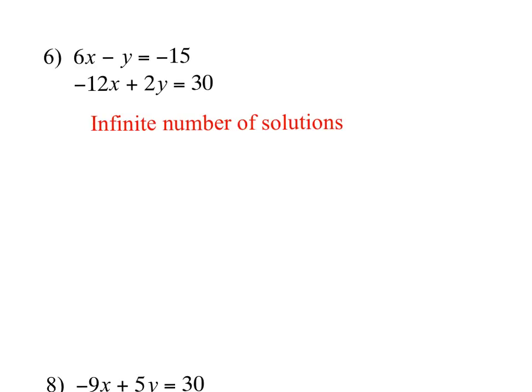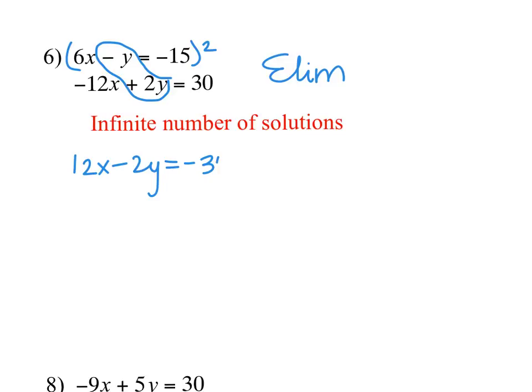All right, question 6 here. Again, this is another example of elimination because both of these are in standard form. And it looks to me like the y's might be the things that are easiest to cancel. So I need to multiply the whole top equation by 2. That's going to give me 12x minus 2y equals negative 30. And negative 12x plus 2y equals positive 30.